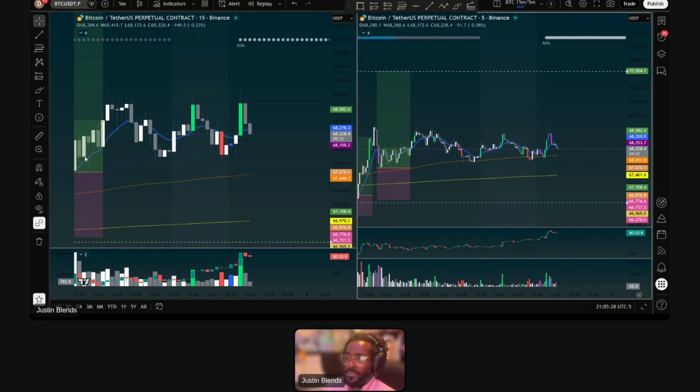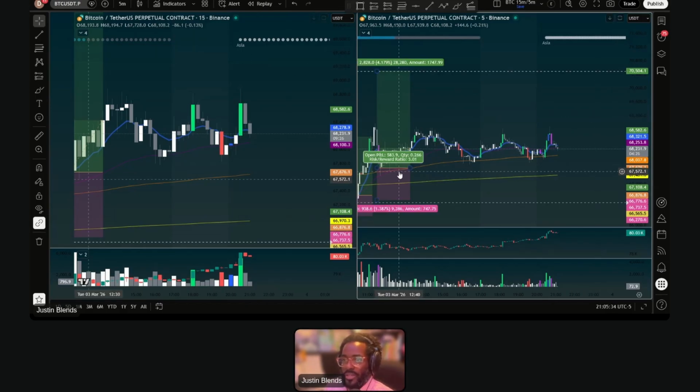That's already leverage enough. But at the same time, I'm showing you some charts with leverage trading entries.